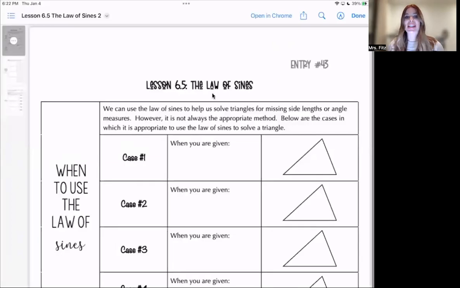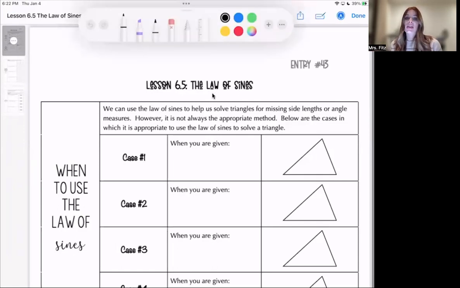Hi, everyone. So today we are going to talk about the law of sines and how we can use it to solve for missing side lengths or even angle measures of triangles. This is not necessarily for right triangles, it could be for any triangle. But we have to do a little bit of review of something from geometry to figure out what we call the ambiguous case when it comes to the law of sines.